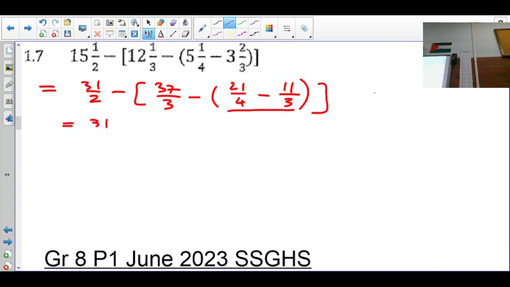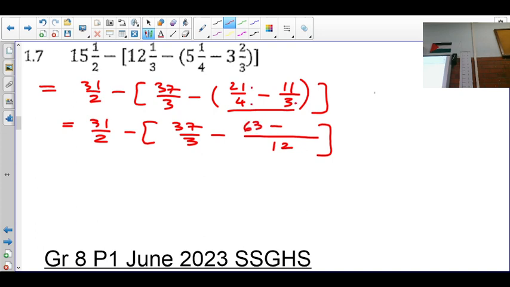That's the most in the bracket. What's my LCM inside that bracket? 12. So it's 37 over 3 minus 12. So you multiply it by 3, so it's going to give you 63. Multiply it by 4, it's 44. So it's 31 over 2 minus, open brackets, you got 37 over 3 minus 63 minus 44 is 19. 19 over 12.